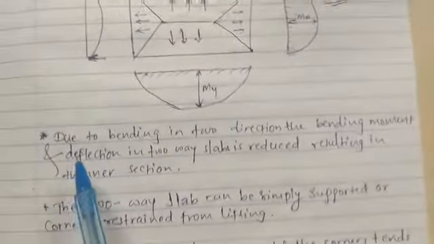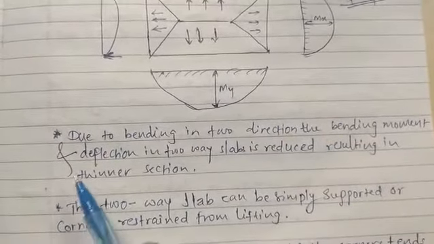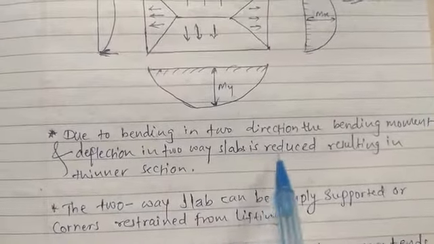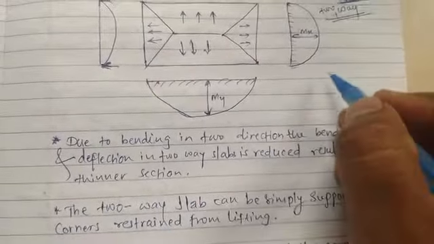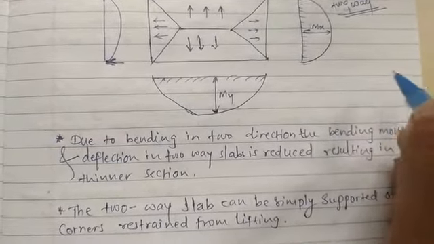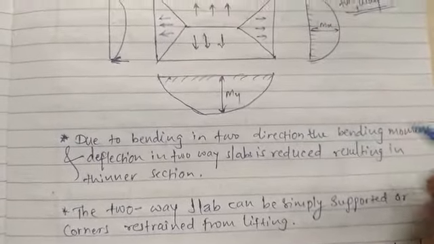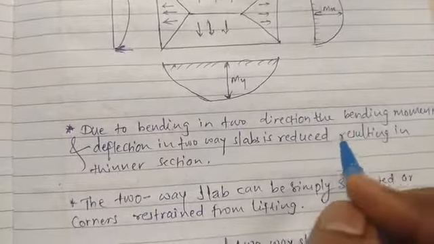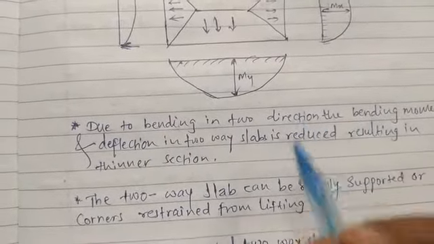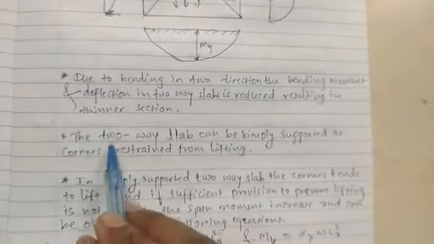Let's start with the points which are very important for the design of two-way slab. Due to bending in two directions, the bending moment and deflection in two-way slab are reduced, resulting in a thinner section. So these two-way slabs are comparatively thinner than one-way slabs, because the bending is in two directions and the deflection and bending are reduced. But since it bends in two directions, we need to provide steel in both directions.